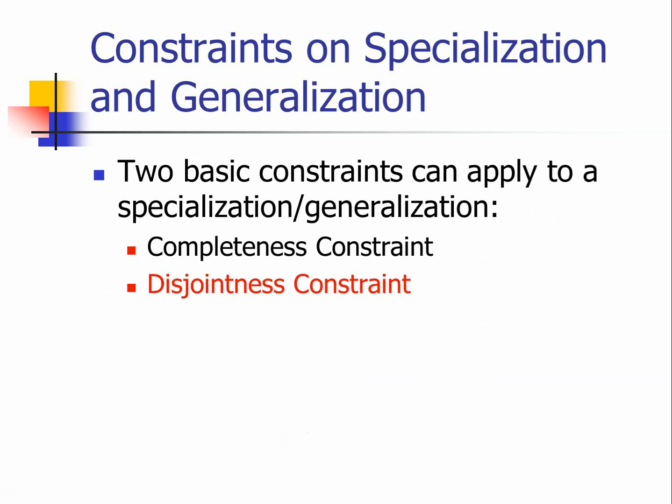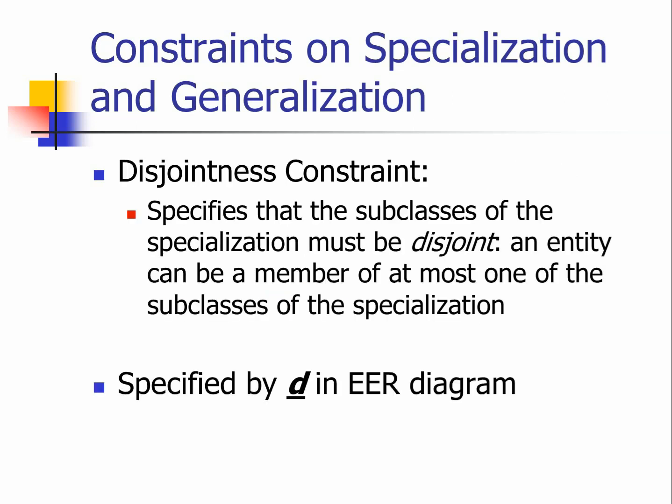The second constraint regarding the EER is the disjointness constraint. And that is what we saw as the small d in the earlier company database. Let's talk about this. If we put a d, it indicates that it is a disjointness constraint, specifying that the subclasses of the specialization must be disjoint. So what is the meaning of disjoint? Disjoint indicates an entity can be a member of at most one of the subclasses of the specialization.